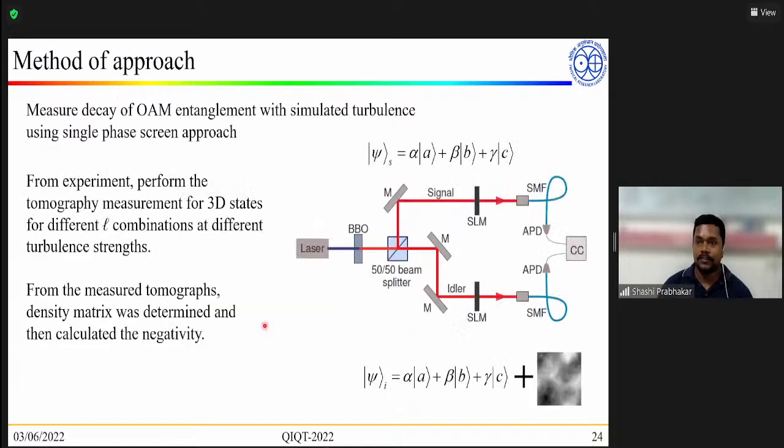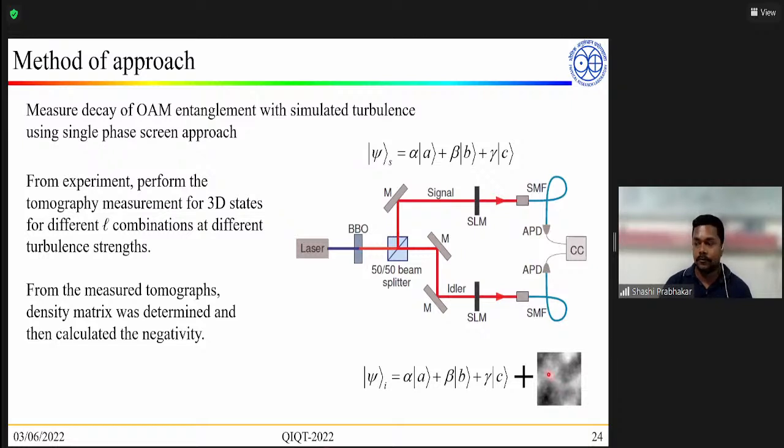So what state did we use? As we have this, we had the freedom to use higher dimensional states. Why go with a qubit? Let's go something bigger. So what we use is a qutrit. We took 3 states with these combinations and we put turbulence on only one of the SLMs. With two, of course, you can use both of them, but for this study we put it only on one of them, and we wanted to see how the entanglement varies.